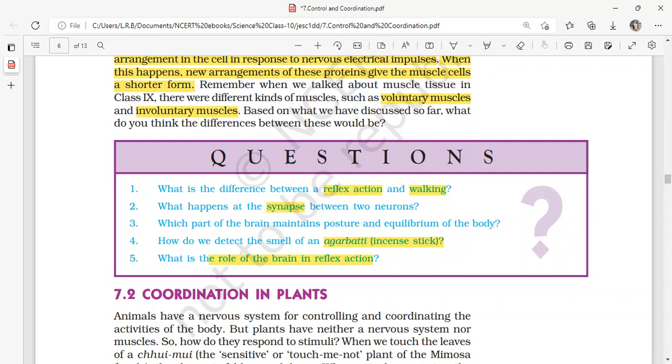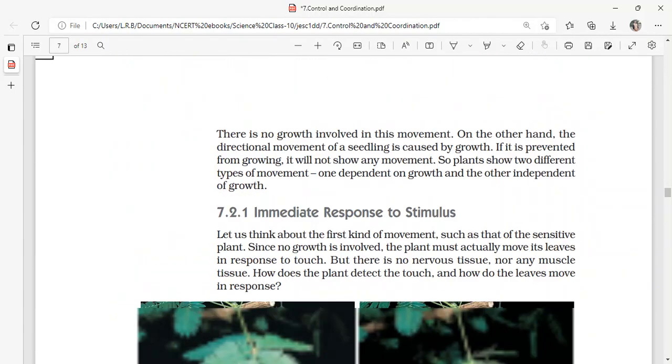So that's all about control and coordination in animals. In the next video, we will discuss coordination in plants, and we also have chemical coordination, which will be discussed in the next chapter.